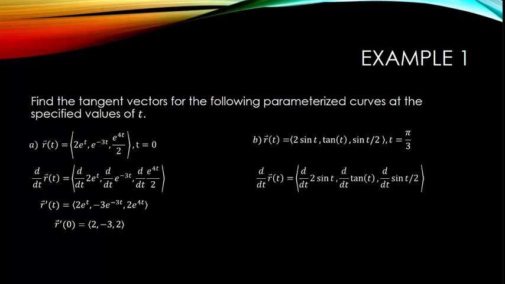I again take the derivative of both the left side and the right side, component by component. This gives me r prime of t is equal to 2 cosine t, secant squared of t, and cosine of t over 2 divided by 2. Now I plug in pi over 3, and I find that r prime at pi over 3 is given by the vector components 1, 4, and square root of 3 over 4.